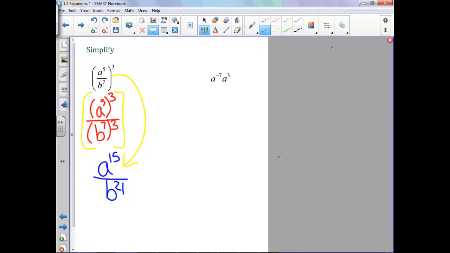So this next one, once again, our bases are getting multiplied, so we want to add our exponents. Negative 7 plus 3 is negative 4. But now we've got a negative exponent, which means it'll be a to the positive 4 in our denominator. There are other ways of doing it, but this is probably the simplest way to do it.